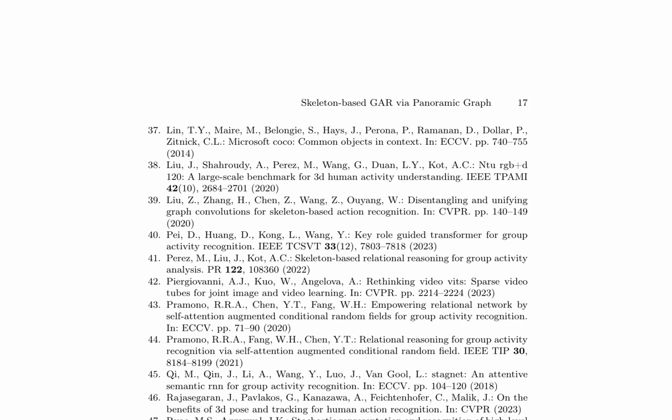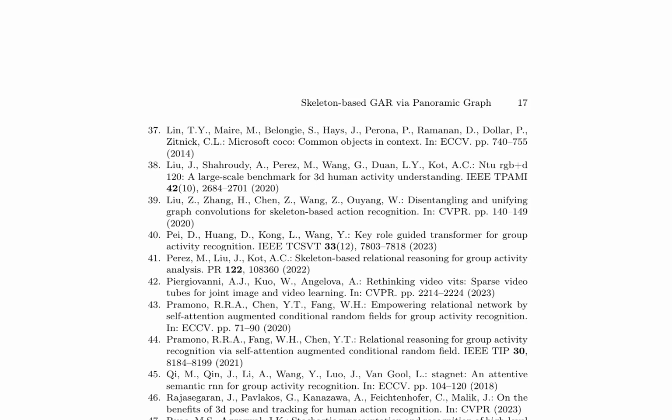The research paper reviews recent studies on group activity recognition, focusing on the application of skeleton-based graph attention reasoning, GAR, via panoramic graph. It discusses various approaches and techniques employed in this field, including the use of Microsoft COCO dataset, NTU-RGB+D 120, and other benchmarks for 3D human activity understanding. Liu et al.'s 2020 proposal on disentangling and unifying graph convolutions for skeleton-based action recognition is highlighted as crucial. Similarly, Pei et al.'s 2023 introduction of a guided transformer for group activity recognition, leveraging relational reasoning, is noted.